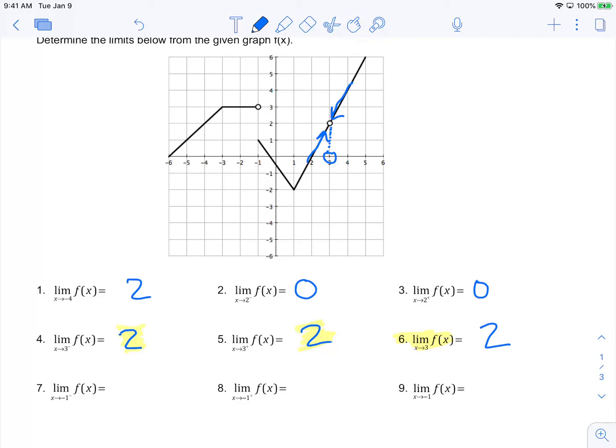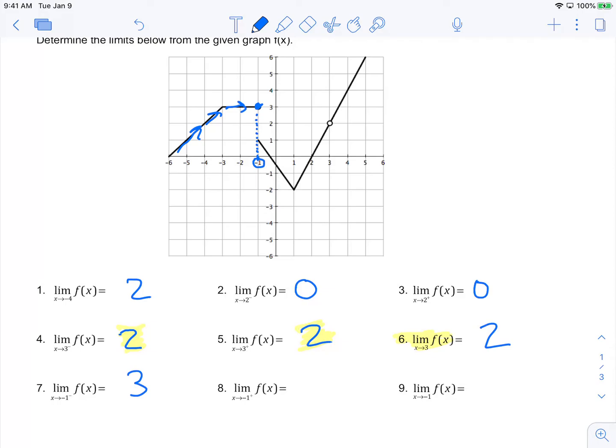All right, let's try number 7. So let's see how that works. So for number 7, we're approaching -1, so that's this value here, from the left-hand side. So I'm going to find the function. Looks like I'm going this direction. Ooh, that's not very pretty. Let's try again. So I'm moving this way, approaching -1 from the left. I can see I'm heading towards this value right here, which is y equals 3.